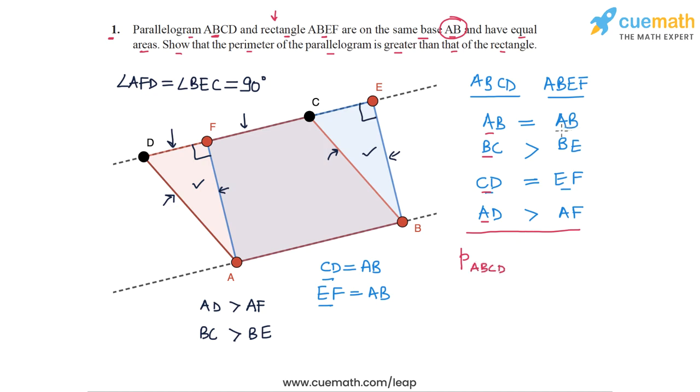And on the right side we'll get AB plus BE plus EF plus AF, which is the perimeter of ABEF. And we see that because two of the four are greater, so BC is greater than BE and AD is greater than AF, this sum will be greater than this sum. So the perimeter of the parallelogram will be greater than the perimeter of the rectangle. So this is the proof for question 1.